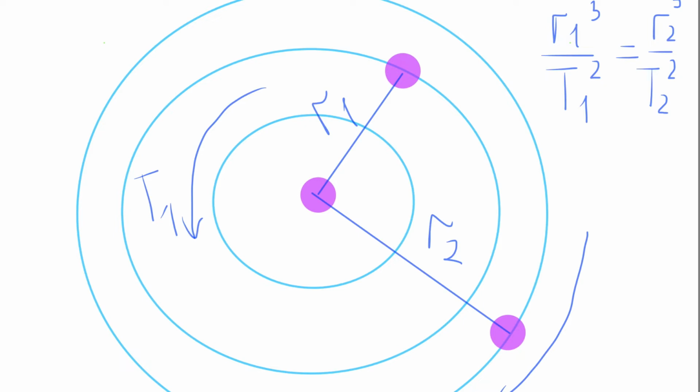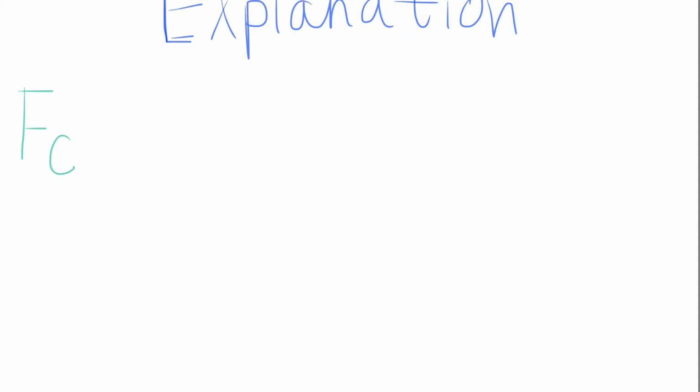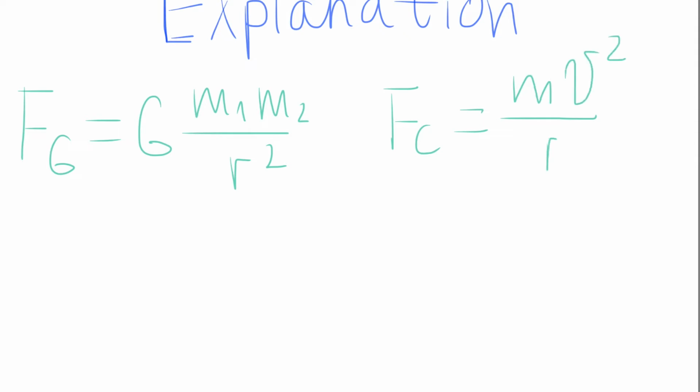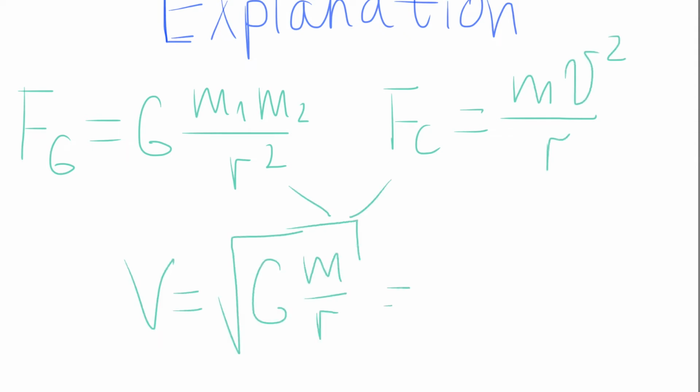So let's explain how Kepler got this formula. Let's write the value of gravitational force and centripetal force. Because of the equality of these forces, we can get the value of velocity. This gives you the value of the velocity of a planet moving around the Sun, in terms of its orbital velocity. And here M is the mass of the Sun, G is the gravitational constant, and r is the radius.